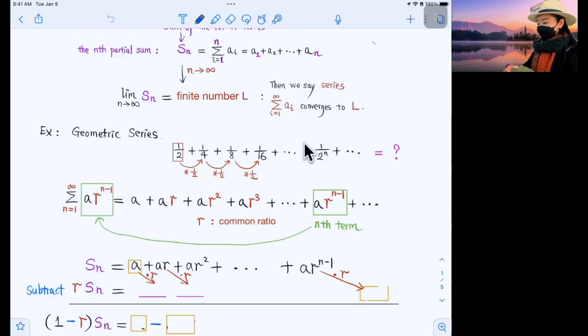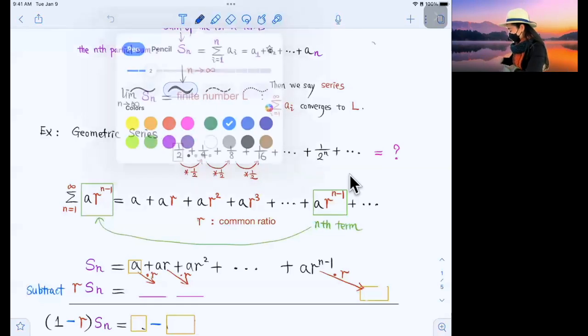So what do you think? Do you think this series converges? Is it going to be a finite number? You want to look at the picture? You think so? Okay. All right. So let's try to visualize this.